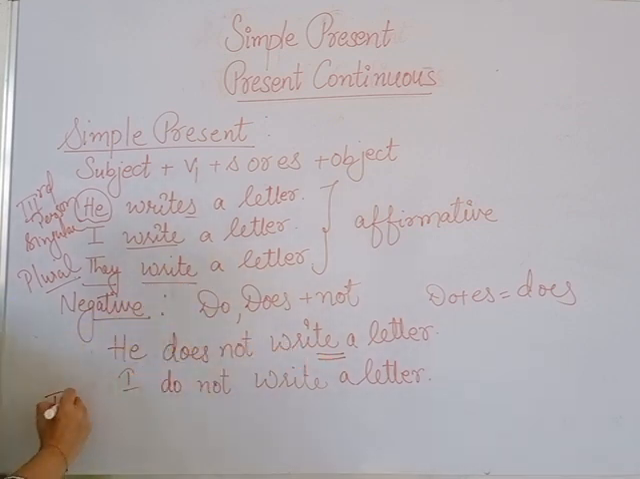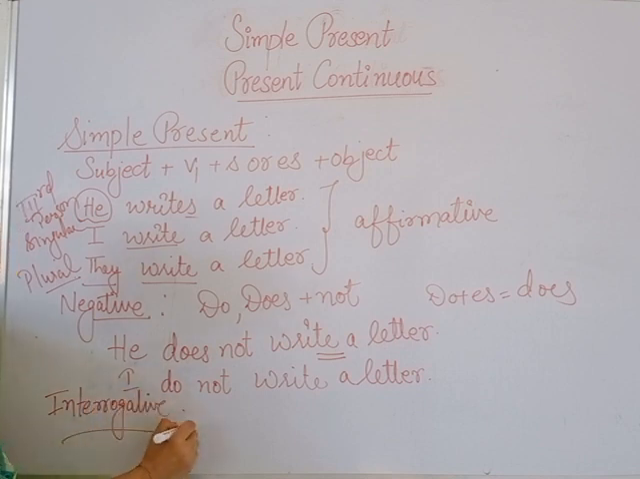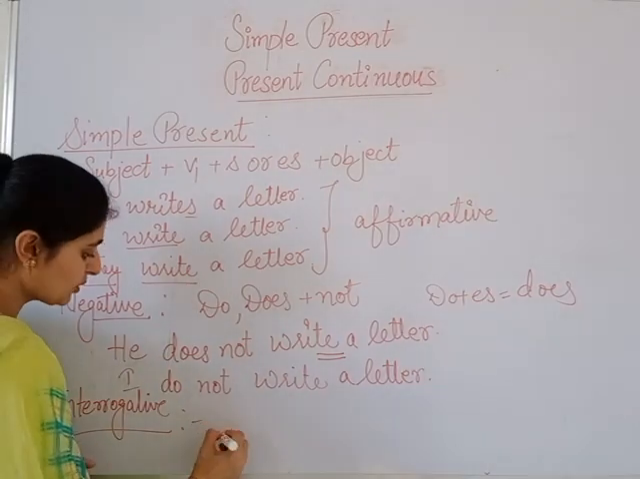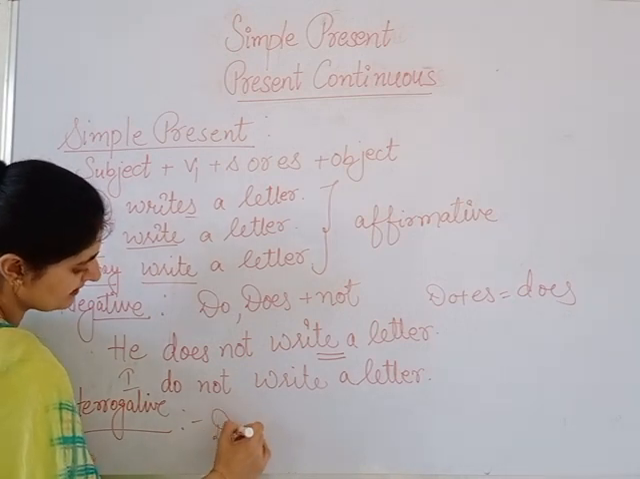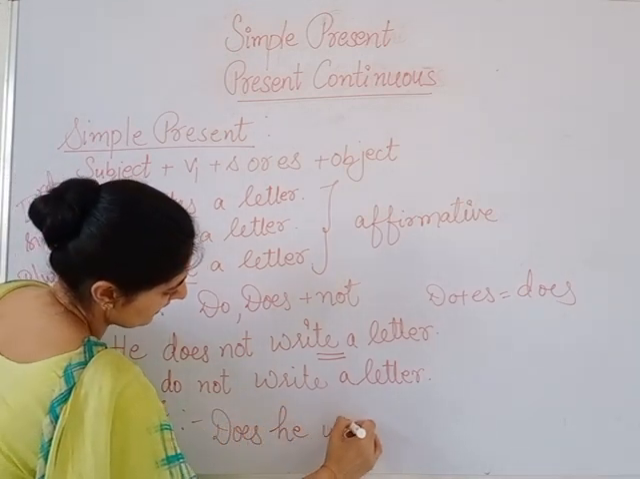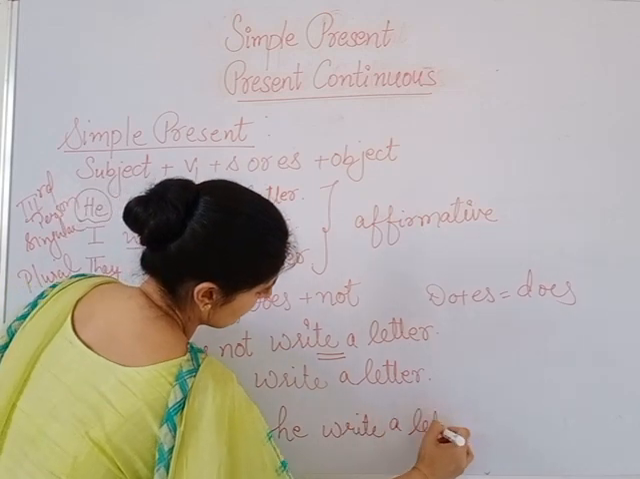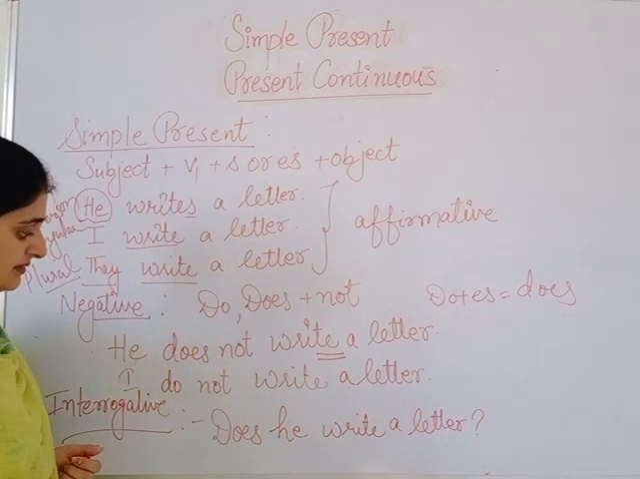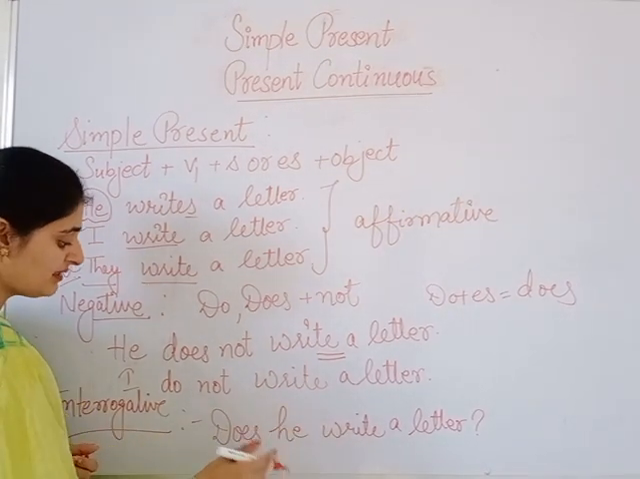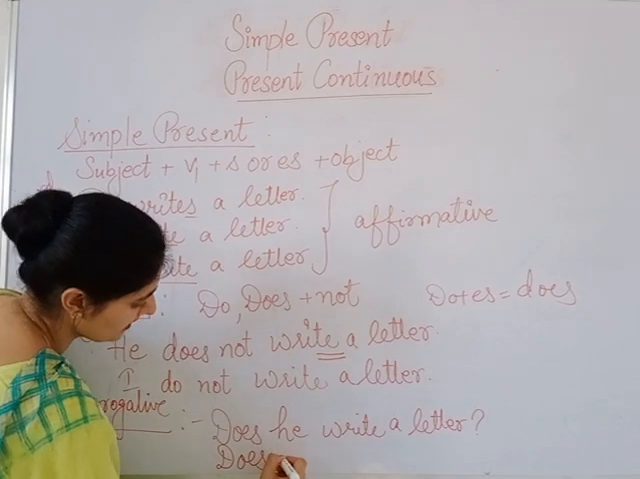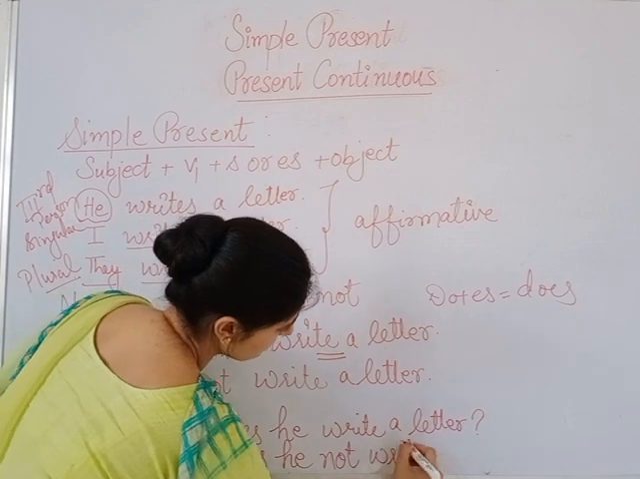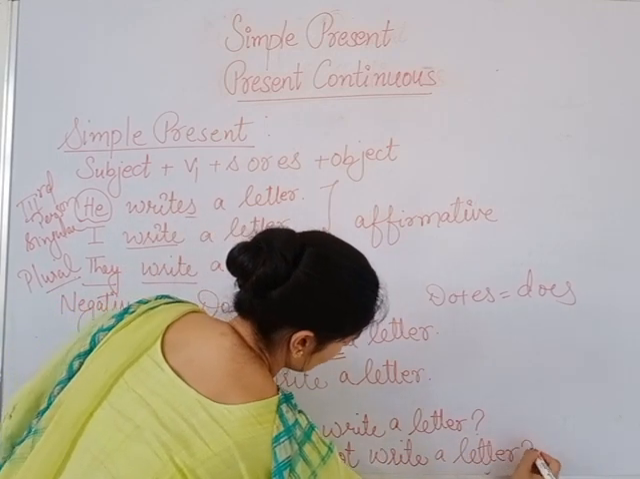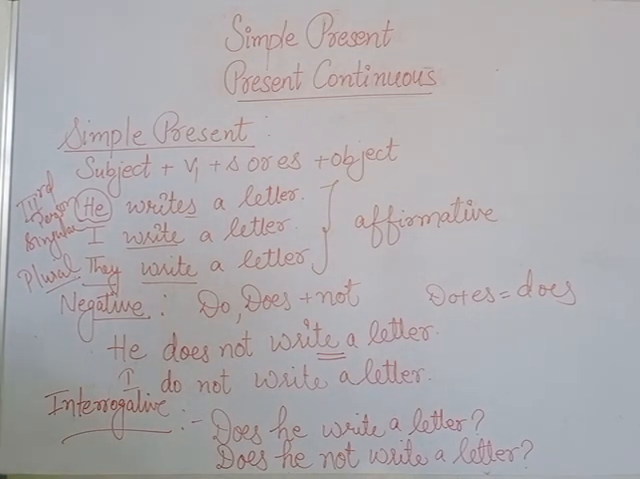One thing more, if we have to change the same sentence into its interrogative form, then it's very simple. What we will do, we will just put the helping verb at the initial point in the sentence. For example, does he write a letter? At last, put the sign of interrogation. If I have to make it negative as well, then I will put not after he. Does he not write a letter? Okay students, I think it is clear to you. Let's move further.